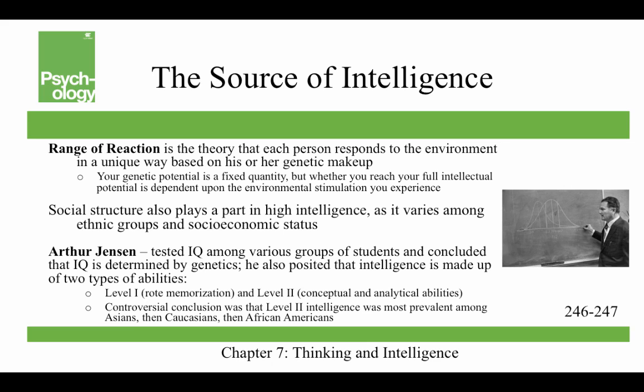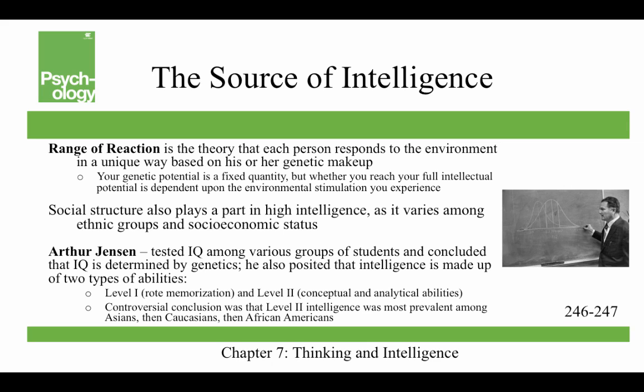So one theory is that there's a range of reaction. We've talked about this before. And this is that each person responds to the environment in a unique way based on their genetic makeup. So your genetic potential is a fixed quantity, but whether you reach that full intellectual potential is dependent on the environmental stimulation that you experience. Social structure also plays a part in intelligence, and it varies among ethnic groups and socioeconomic status. And that means ethnic groups within a larger culture. So children growing up in poverty are likely to suffer some deficits.